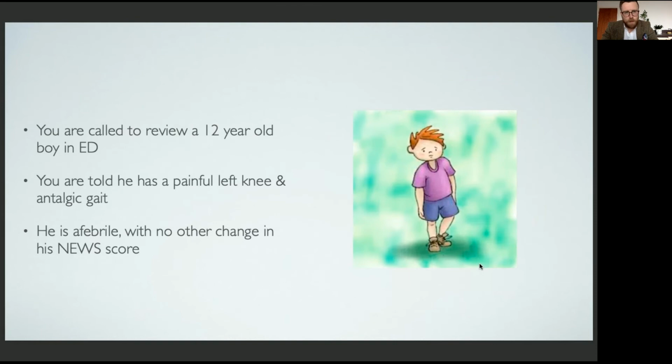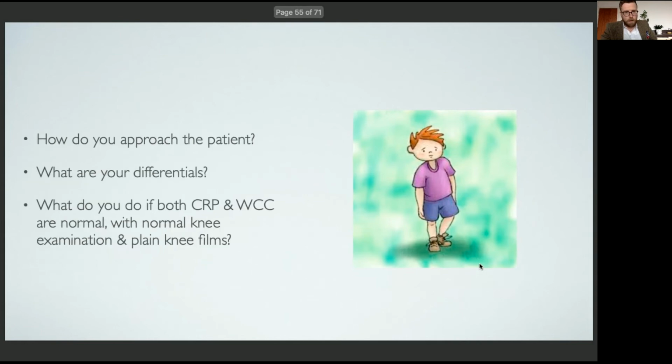So you were called to review a 12-year-old boy in ED. You're told he's got a painful left knee and he's got an antalgic gait. An antalgic gait is simply a posh term for hobbling along in pain. The kid is afebrile and there's no other change to his NEWS score or parameters.